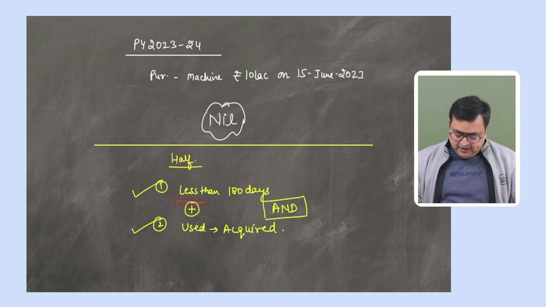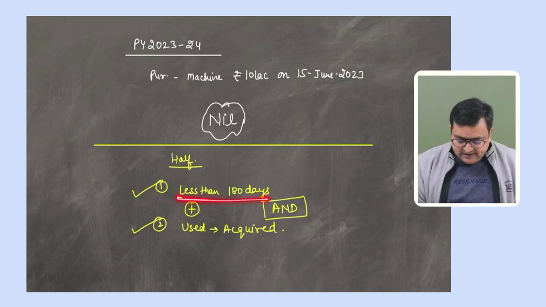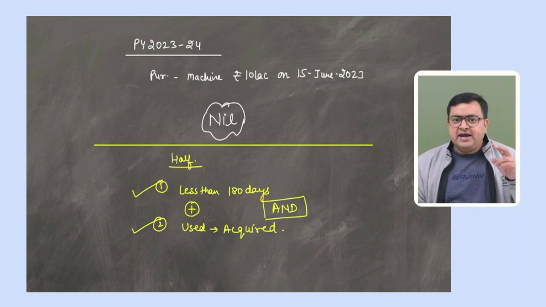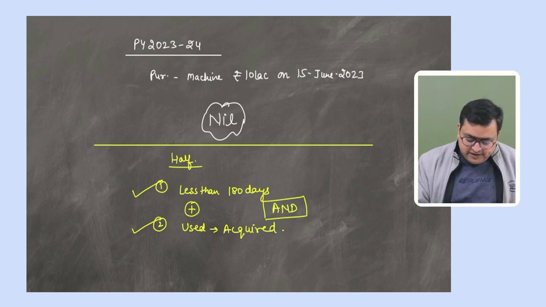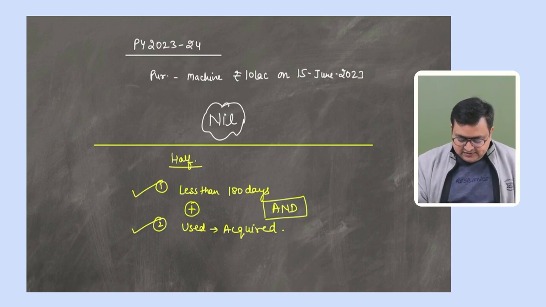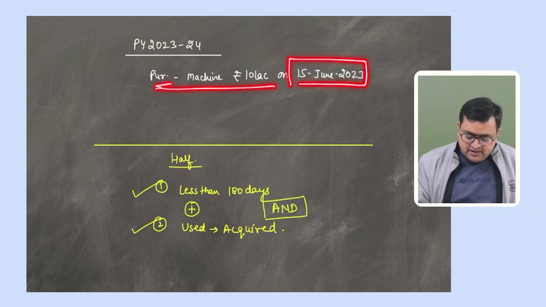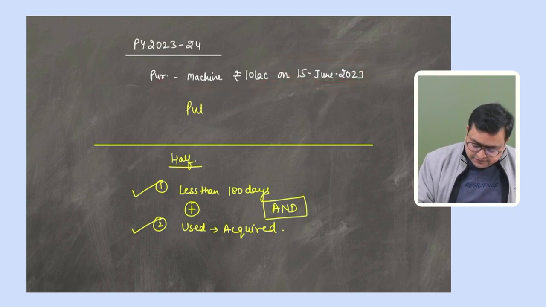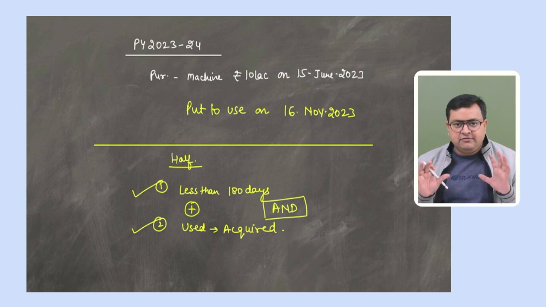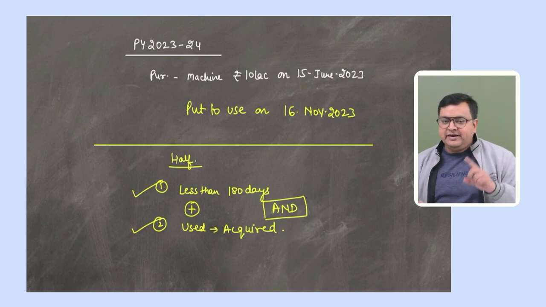First of all, let me analyze it more. Less than 180 days, you understand? It should be 179 days or less. Okay. First of all, tell me, let's say a machine is purchased. Let me take this example. A machine is purchased on 15th June 2023. It is purchased and also put to use on 16th of November 2023. Please tell me depreciation will be there.